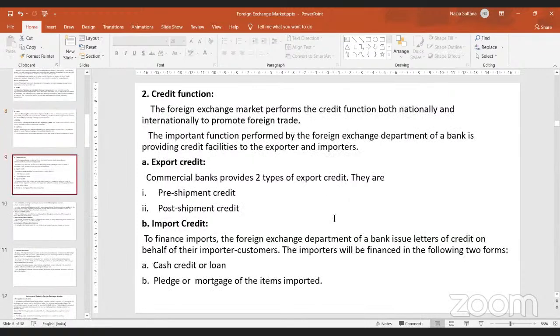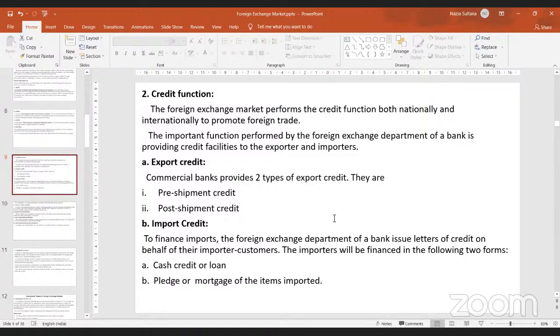The second function is the credit function. The foreign exchange market will provide credit within the country as well as outside the country, because importers and exporters may not have currencies in hand to buy and sell. So the forex market will also provide them with lines of credit. These lines of credit can be in two ways. You can have export credit. When an exporter wants to carry on the export function, he also has to incur certain costs.